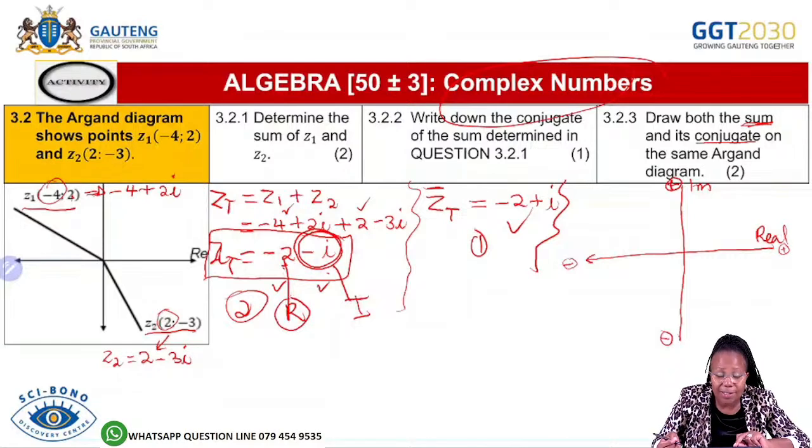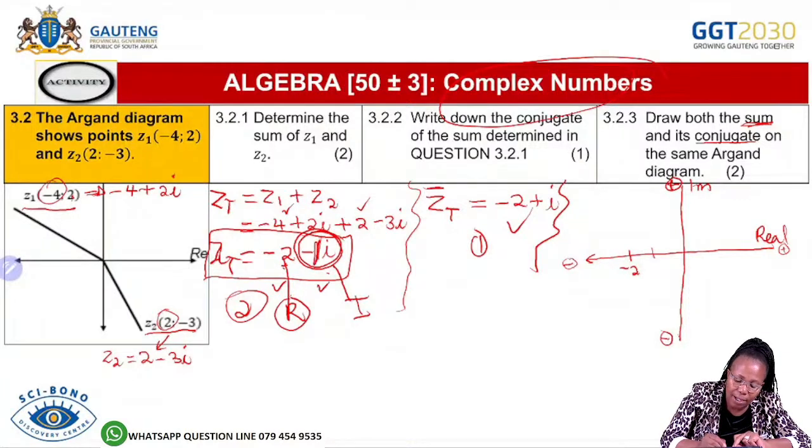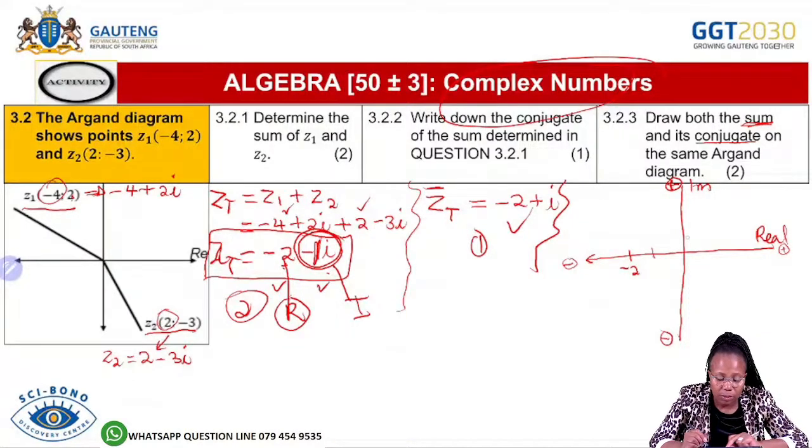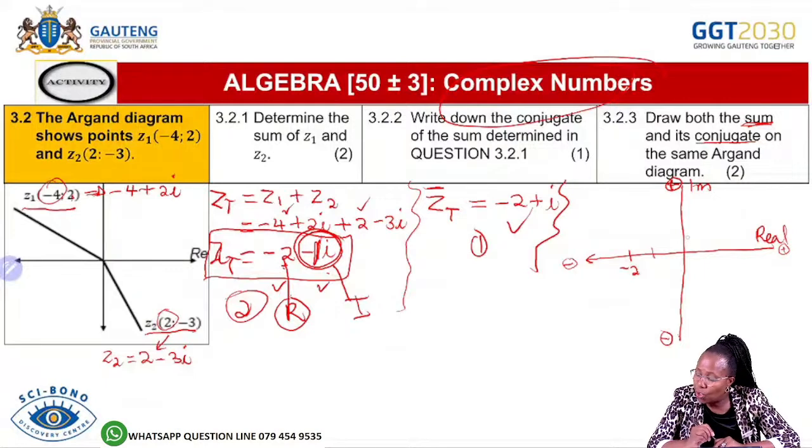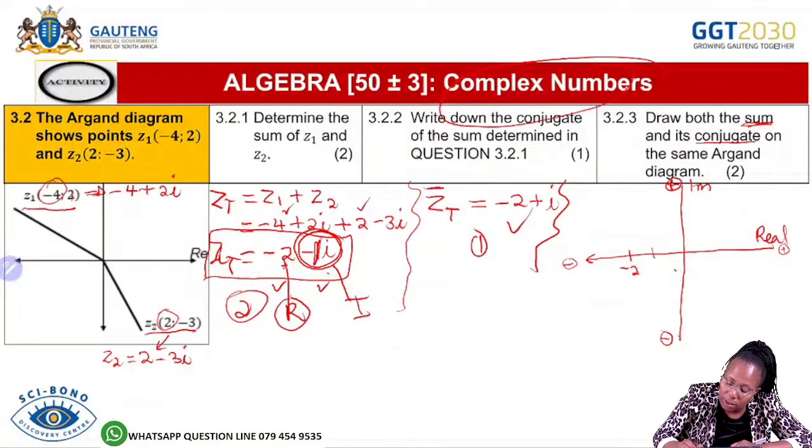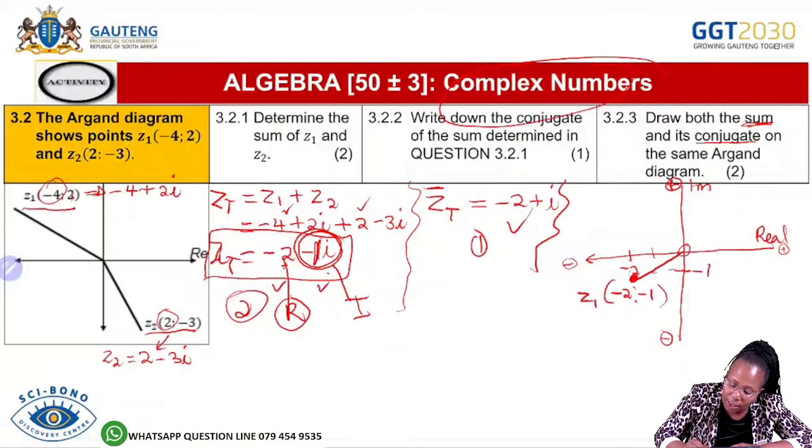So what is the real value? It's minus 2, coordinating with minus 1 on imaginary. Minus 2 coordinating with minus 1. We have a point there. It starts from 0, 0 and goes there. The coordinates will be minus 2, minus 1 for that one. That is for the Z total.